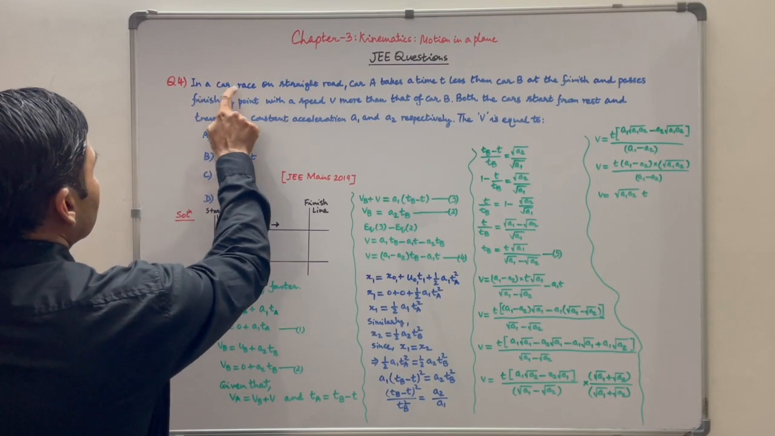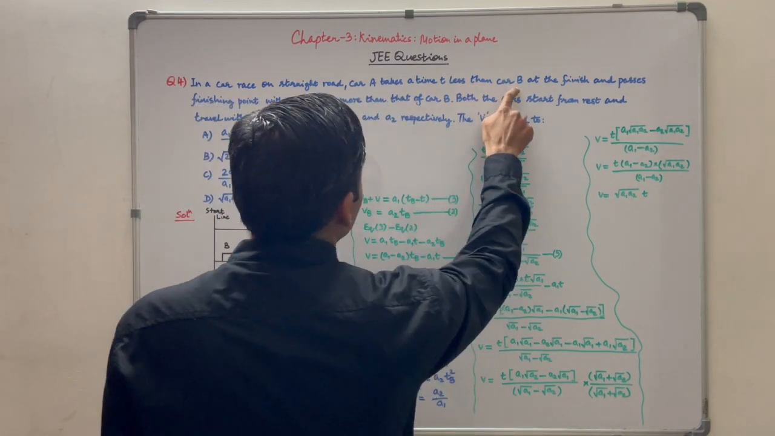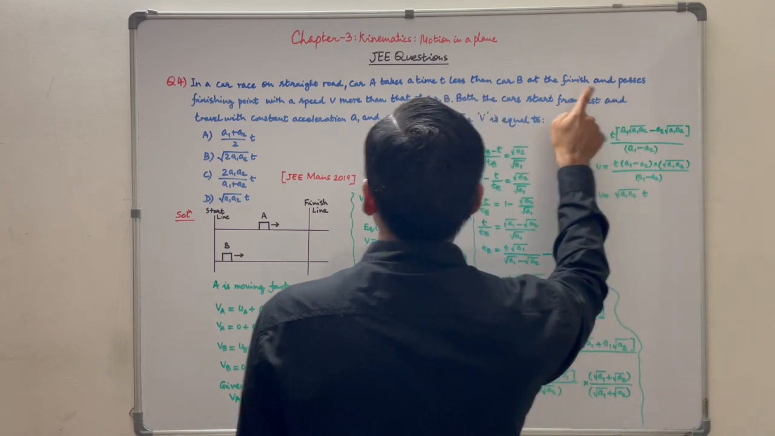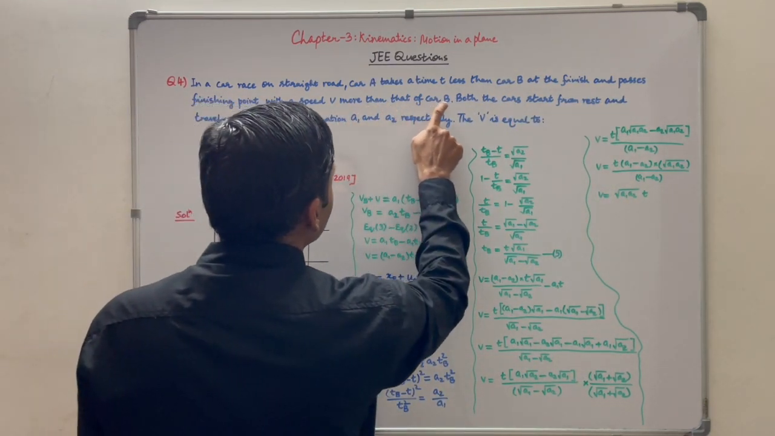Fourth question: in a car race on a straight road, car A takes a time t less than car B at the finish and passes the finishing point with a speed v more than that of car B.